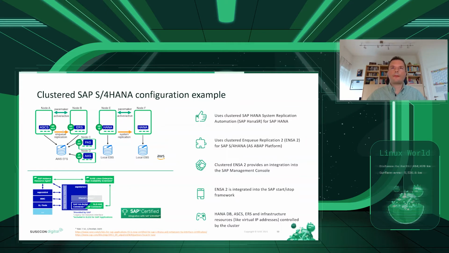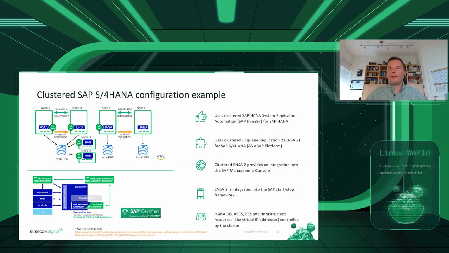Also here we make certain infrastructure components, like the IP addresses and also optional file systems, highly available. In this case, the primary application server and the additional application server are not in the cluster. It's also worth mentioning that this is an AWS example, but it works completely the same for on-premises use cases and other cloud use cases, of course.